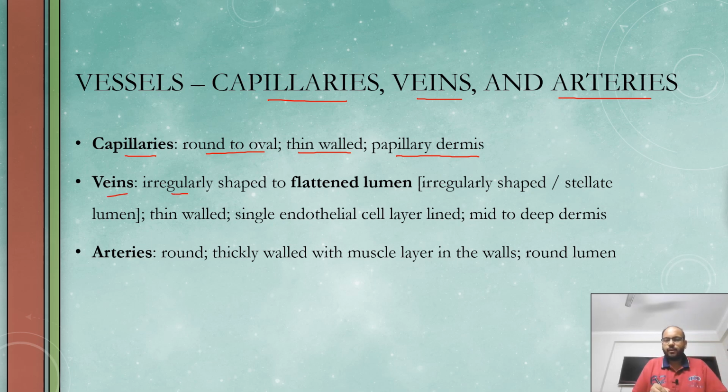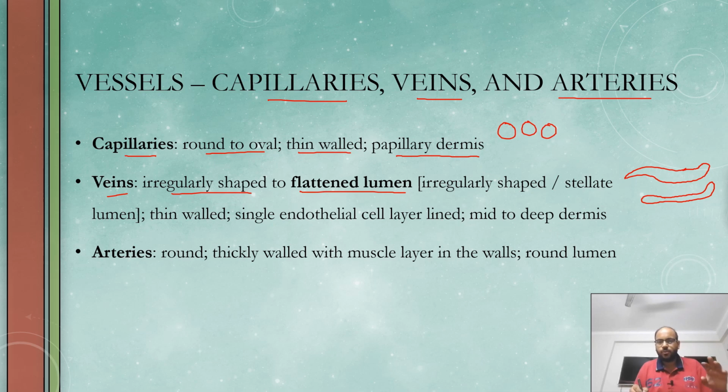The veins are irregularly shaped, with a flattened lumen. So if capillaries are round, the veins are flattened like this or like this. They have an irregularly shaped or stellate lumen. What do we mean by stellate lumen? That means star shaped. They can be flattened to this extent so that the lumen might look like a star. Just imagine through a pathologist's eye. The veins are lined by a single endothelial cell layer, and they are found in the mid to deep dermis.